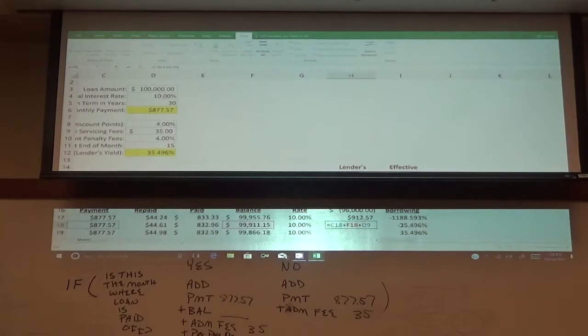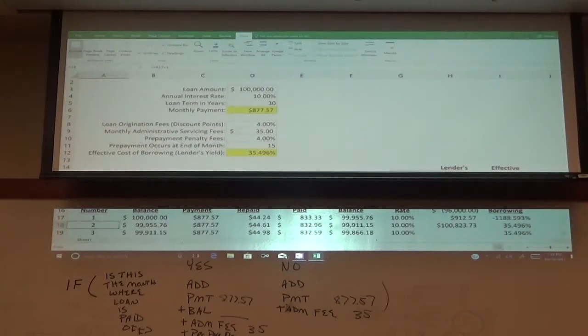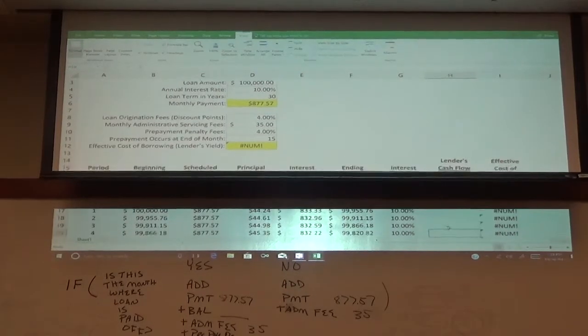Does everybody follow? The question is, how do we do it? Well, with the if-then function, okay? So, do this. Go ahead and erase those two cells, basically H17 and 18, because we're going to replace all of that with new stuff.